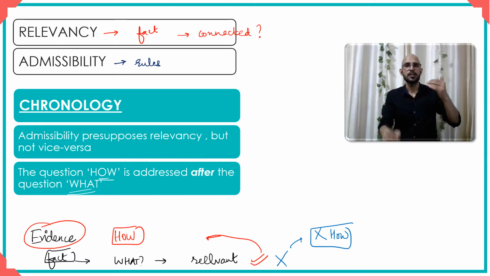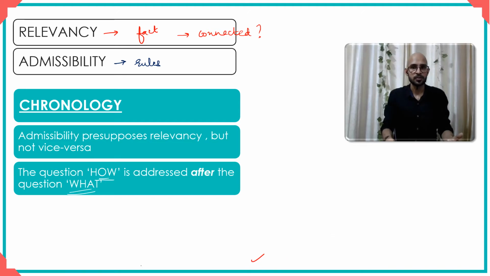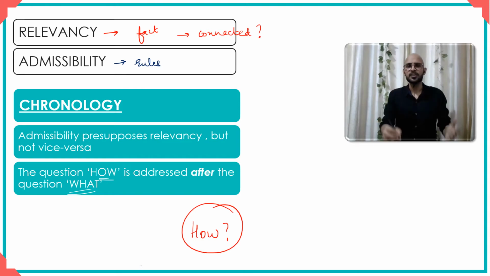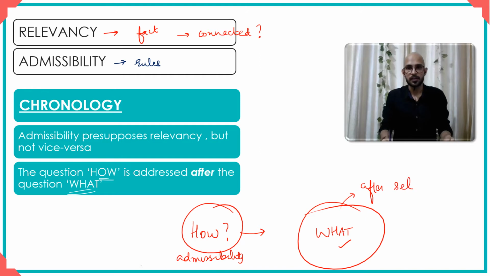You see, the stage of how is after the stage of what, and therefore it's important for you to understand this. If at any point we are looking into the question of how something must be presented, it obviously means that we have already addressed the question of what, which means that we look at the rules of admissibility only after we have seen the rules relating to relevancy.